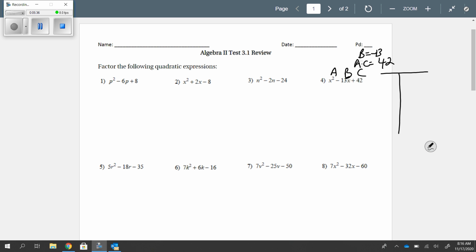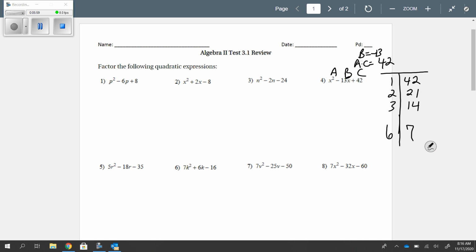Sorry about that, y'all. So again, we find multiples of 42 that will add up to 13. We'll worry about the negative in a sec. 1 and 42, no. 2, 21, no. 3, 14, no. You keep going till you finally get to 6 times 7 is 42. Can that get us to 13? Yes. How do we get it to negative 13?